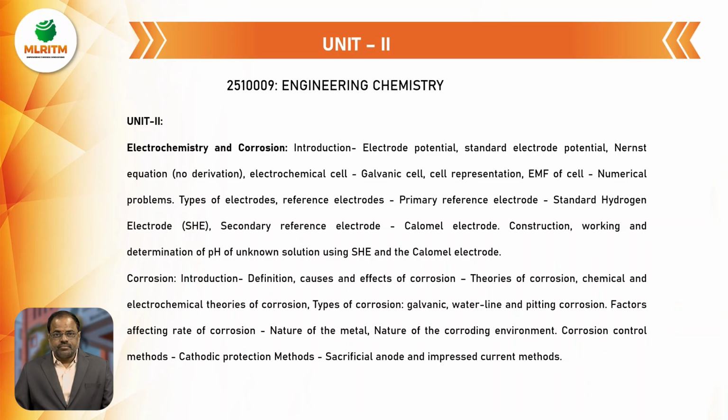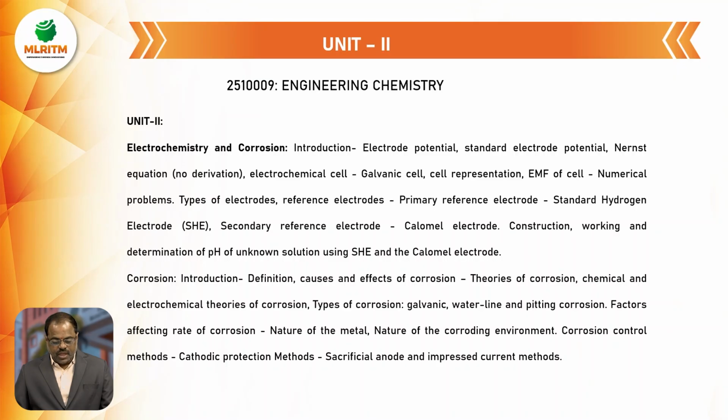Next one is electrochemistry and corrosion. In electrochemistry: introduction, electrode potential, standard electrode potential, Nernst equation, electrochemical cell, galvanic cell, cell representation, EMF of the cell, numerical problems, types of electrodes, reference electrodes, primary reference electrodes, standard hydrogen electrode, secondary reference electrode, calomel electrode, construction, working and determination of pH of unknown solution using standard hydrogen electrode and calomel electrode.